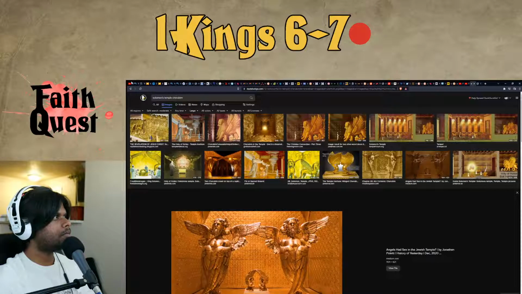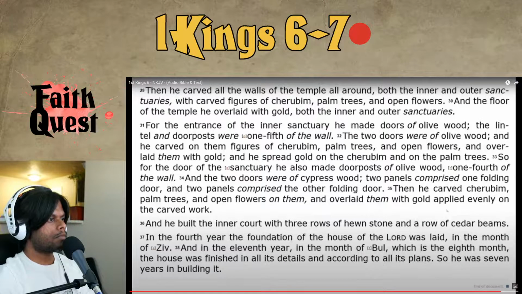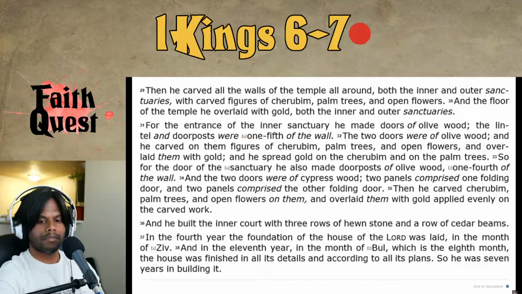In the 4th year, the foundation of the house of the Lord was laid, in the month of Ziv. And in the 11th year, in the month of Bul, which is the 8th month, the house was finished in all its details and according to all its plans. So he was 7 years in building it.